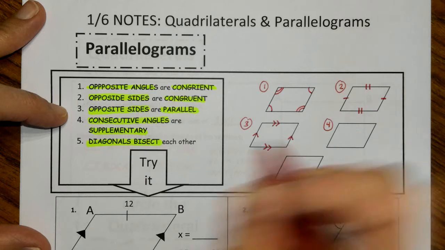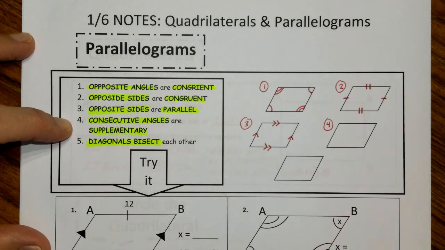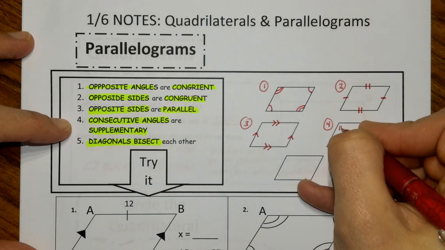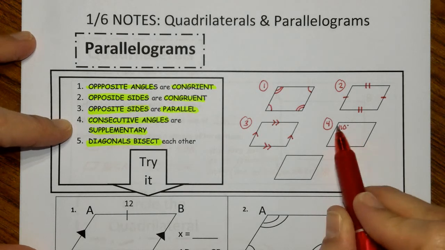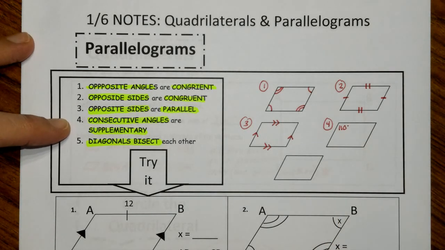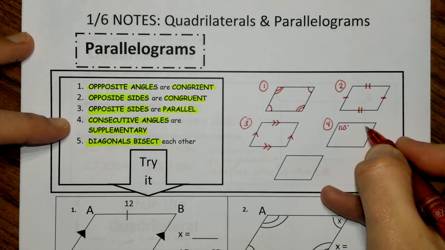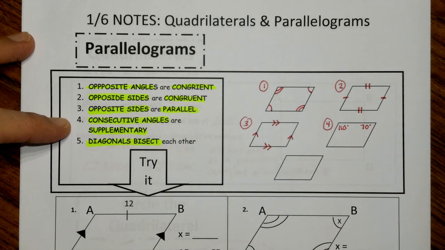Number 4, we have consecutive angles are supplementary. So how we can represent this is putting some numbers in. Let's say this top left is 110 degrees. In order for the consecutive to be supplementary, we have to add to 180. So to get to 180 from 110, we need to add 70. So that means the next consecutive angle would have to be 70 degrees.